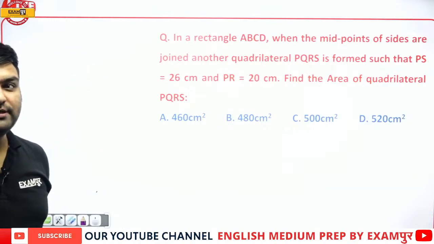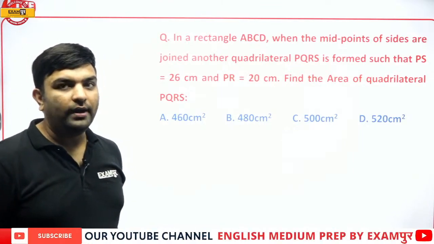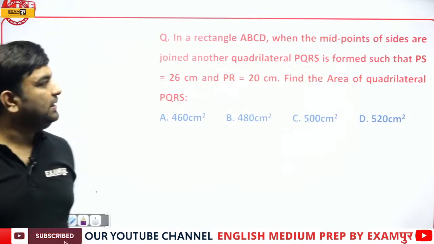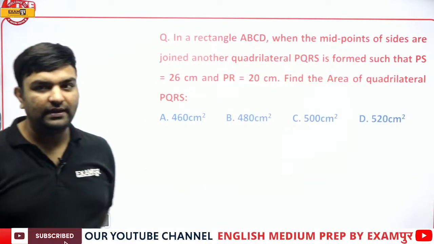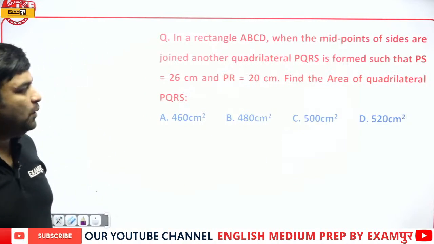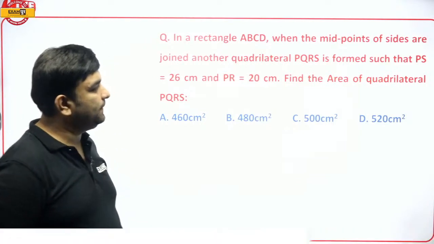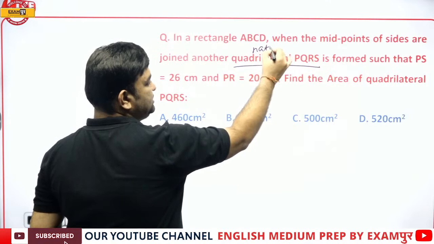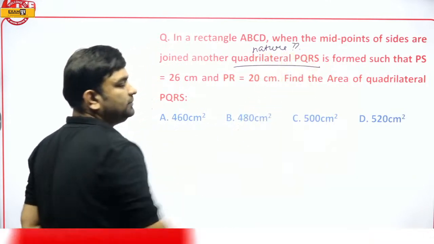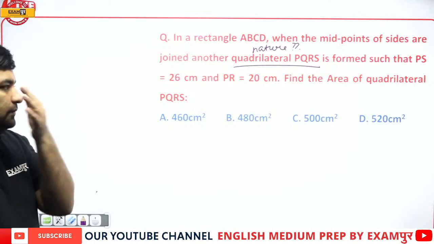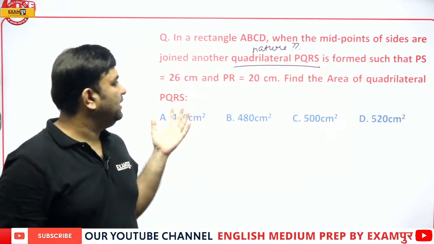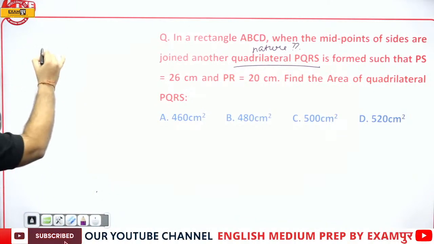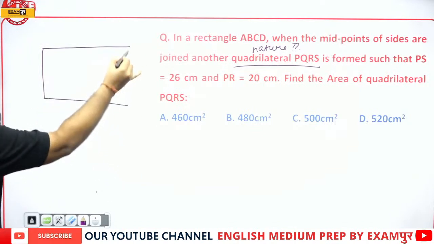You are joining the midpoints of the sides of a rectangle ABCD. With the help of that, you are forming a quadrilateral PQRS. You have to find out the nature of this quadrilateral, and then you have to find out the area of the new quadrilateral as well.